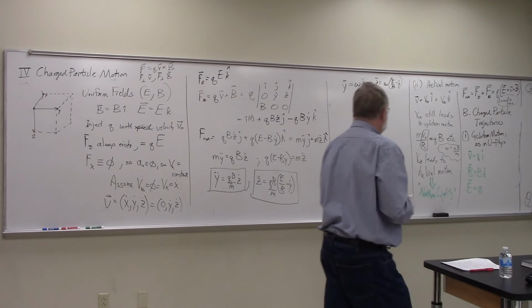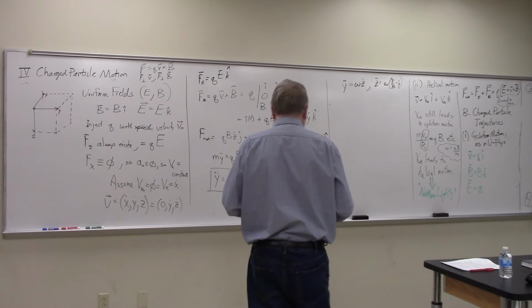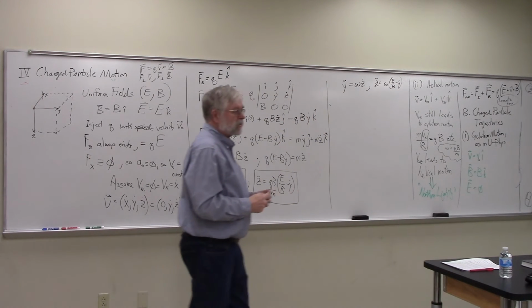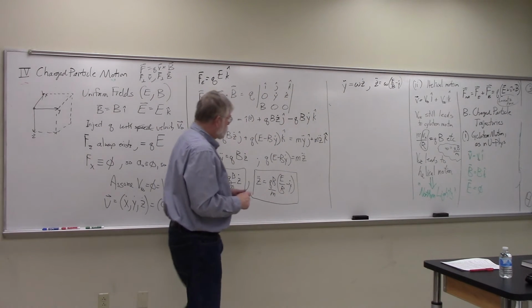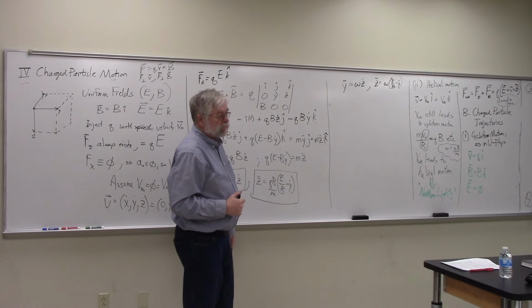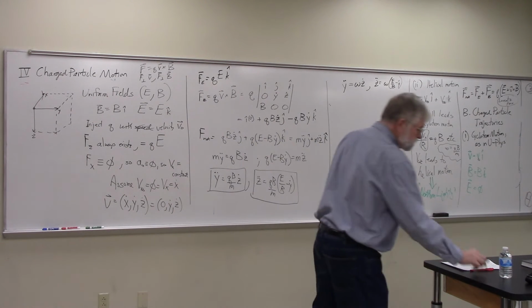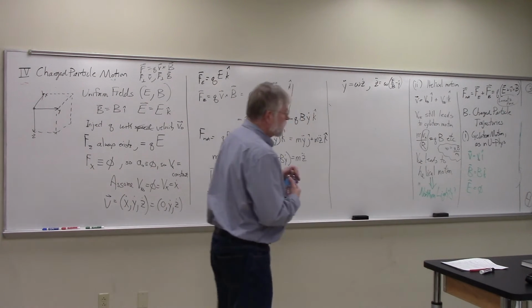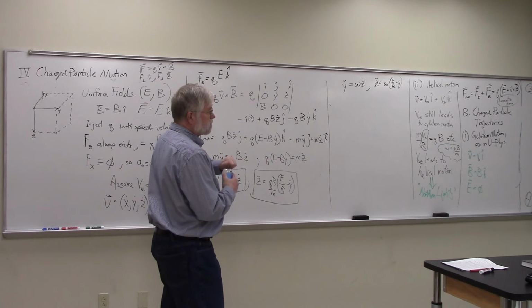Let me point something out to you real quick. You can't add things to other things unless their units are the same. What are the units of y dot? It's a speed, meters per second. So what are the units of E over B? Meters per second.